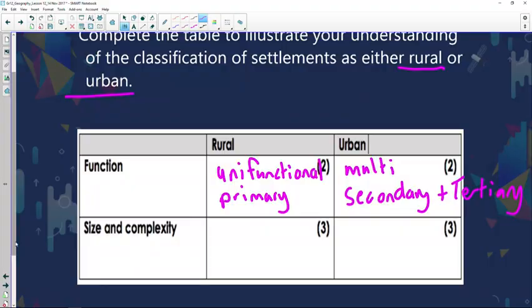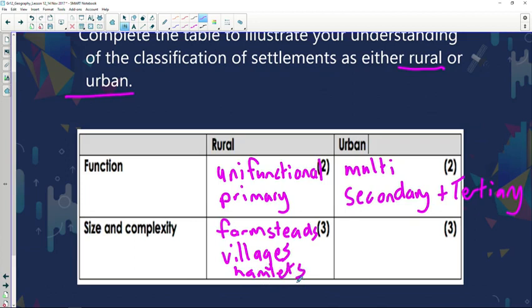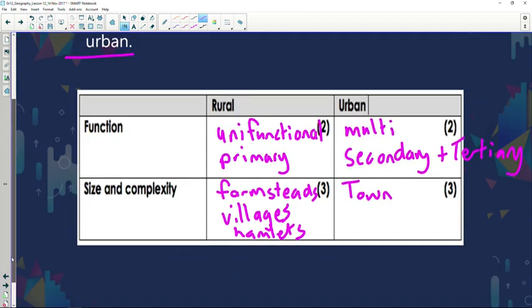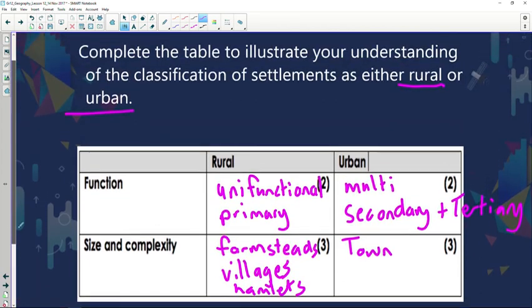Now if we want to define a settlement, it is where people live. If we look at size and complexity, rural settlements are usually farmsteads, villages, and hamlets. Now if you look at urban settlements, it starts from towns, and includes cities, metropolis, conurbations, and a megapolis. So that's the difference between your rural and urban areas.